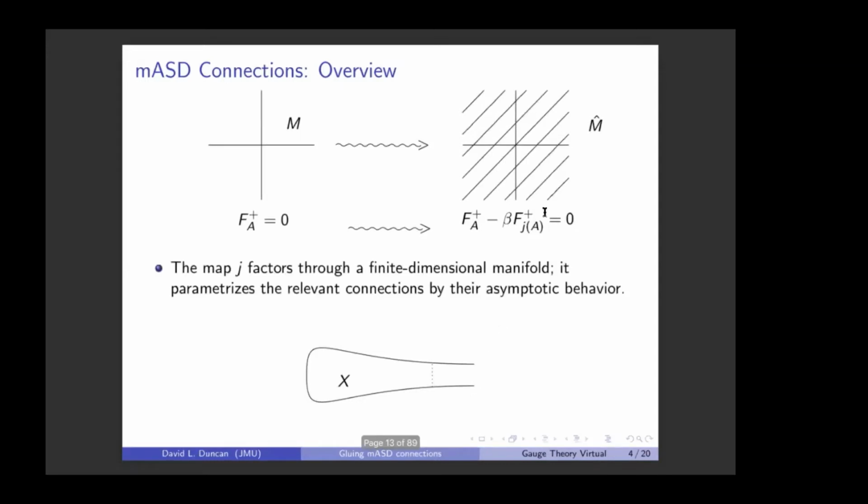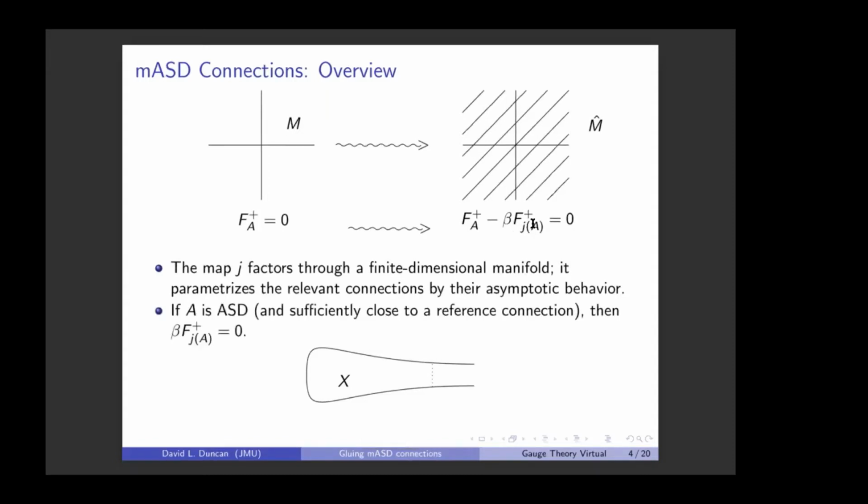Now this J thing, that's the interesting part. They spend about a third of a book or so, maybe a little more than that, constructing this J. But ultimately, the key feature for me is that this J factors through a finite dimensional manifold. The important geometric property is that it parameterizes the connections that are relevant for the conversation, by their asymptotic behavior. And so they're able to show that with their very nicely defined function J, they do in fact get a nice set of equations, in the sense that the equations are Fredholm.